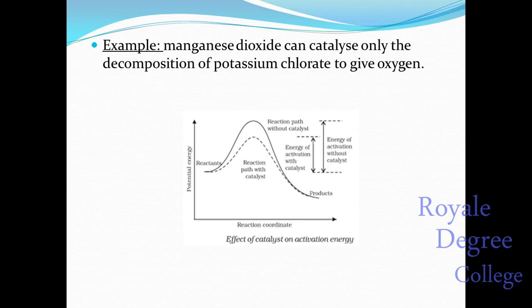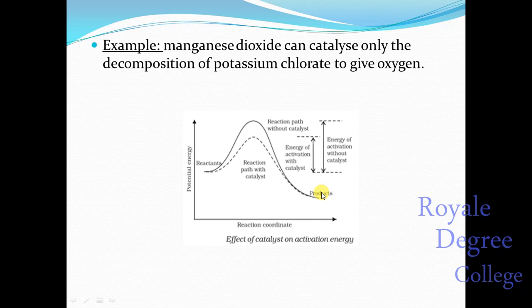Here you can see the example. Manganese dioxide can catalyze only the decomposition of potassium chlorate to give oxygen. See here we are seeing this particular graph. On x-axis we are taking reaction coordinate and on the y-axis potential energy. See, when the reactants are reacting in the absence of catalyst, in the upper side of this graph you can see the curve. Reaction path without catalyst, it will take time to get the product.